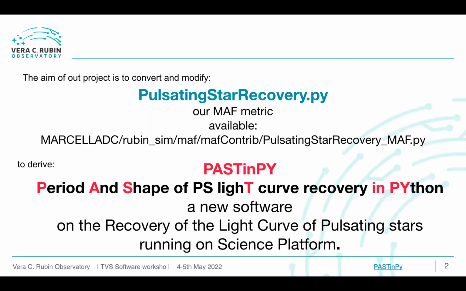PulsatingStarRecovery.py, this is the name of the metric, was designed to be a MAF metric that quantifies the recovery of the period and the shape of the light curve of a given pulsating star, given the survey strategy and a template of the pulsating star.